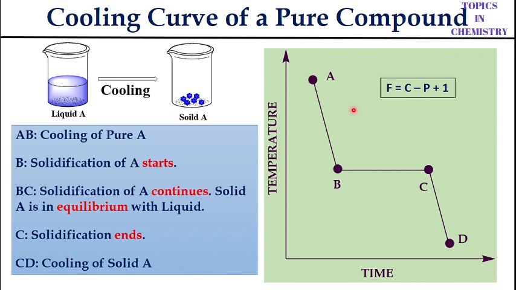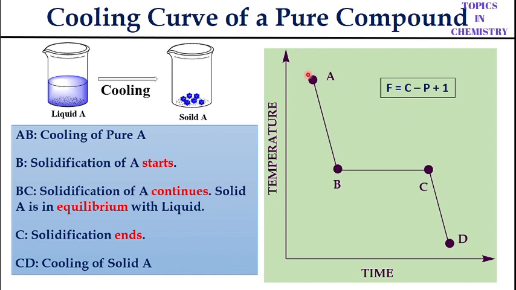That's why here you have to consider the formula F = C - P + 1. It is not plus 2, because here the pressure is constant, so you have to subtract 1 from the actual formula of degree of freedom, C - P + 2. So that's why the formula is C - P + 1.